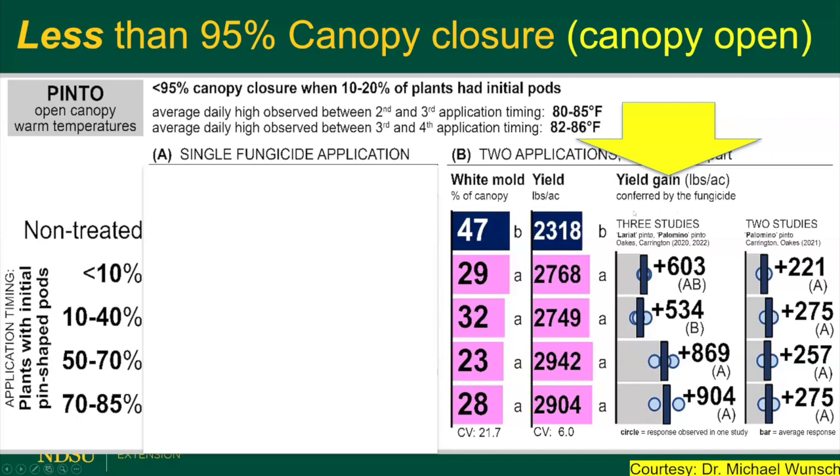The first is 3 studies. So there's 3 studies here. The second is 2 studies. So in 3 of the studies, the yield gain from the non-treated was 500 to 600 pounds applying early, but waiting until you have 50% or more of the plants having pin pods increased that yield to almost 900 pounds. So there's a benefit to waiting even in this scenario. In 2 of the studies, there was no benefit to waiting. Okay, and this is probably due to environment differences in the studies.